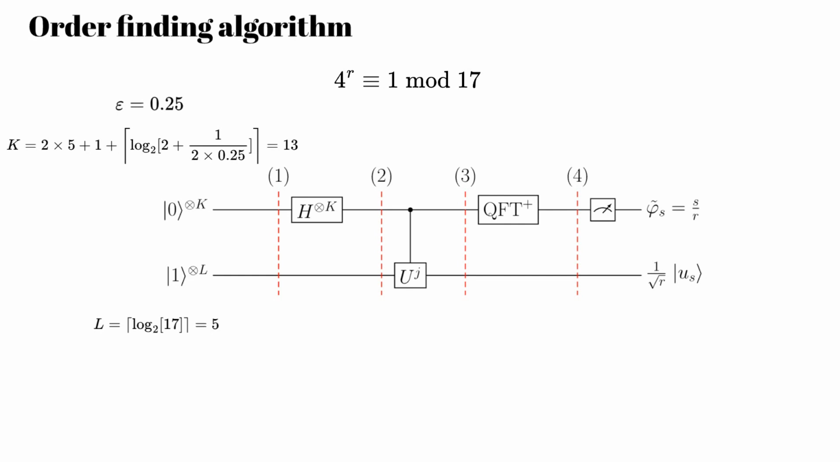By running this algorithm and measuring the first register, we can find the integer r, which satisfies 4 to the power r equals 1, modulo 17. So how is this done exactly?